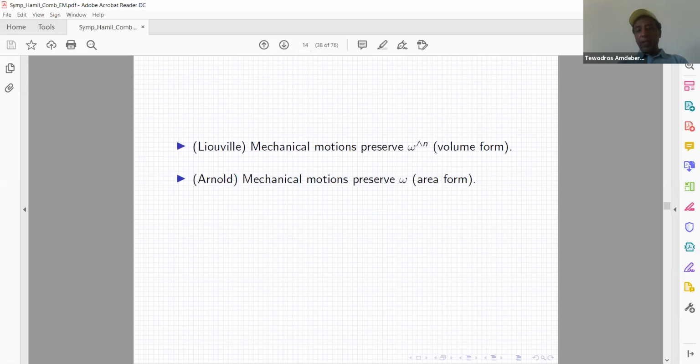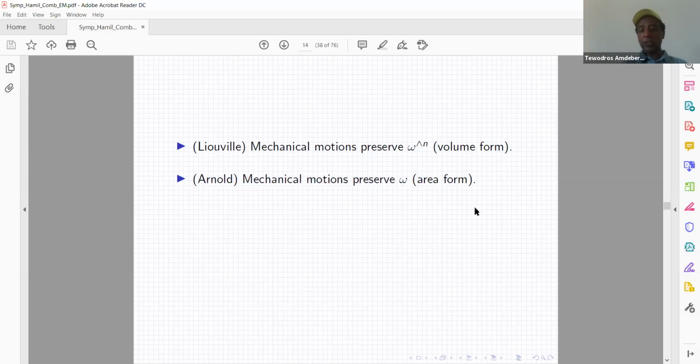So let's move on. From what I discussed earlier, at least in the classical setting, Liouville's theorem says mechanical motions preserve volume. By the way, this means omega wedge omega, and so on, that's a volume form. So they preserve volume. And Arnold's theorem tells you mechanical motions preserve the symplectic structure omega. That means they preserve area. Now notice here we have area preserving, here we have volume preserving.